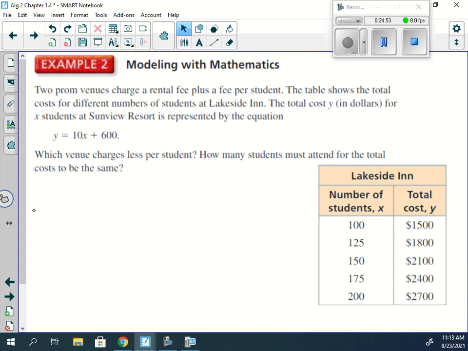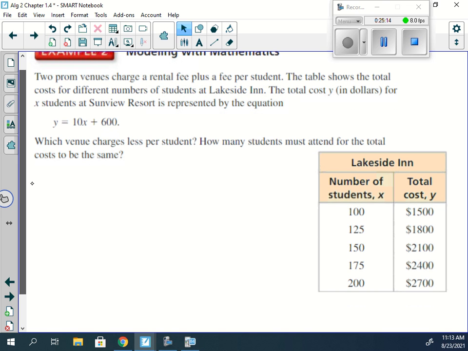This is the last problem we'll look at today. 2 prom venues charge a rental fee plus a fee per student. And again, most places will do this, especially for those of you in the junior class, if you're thinking about picking up prom, this is one of the things that does come into play. They will have a rental fee plus cost per student.